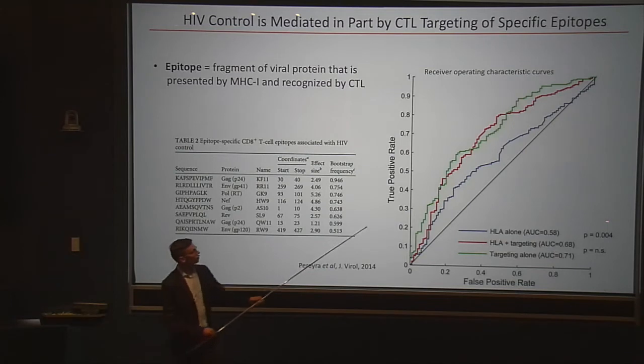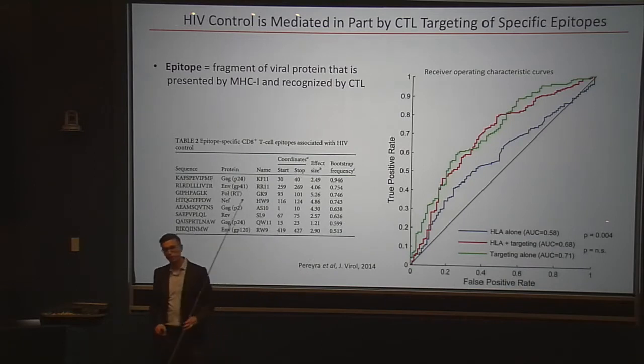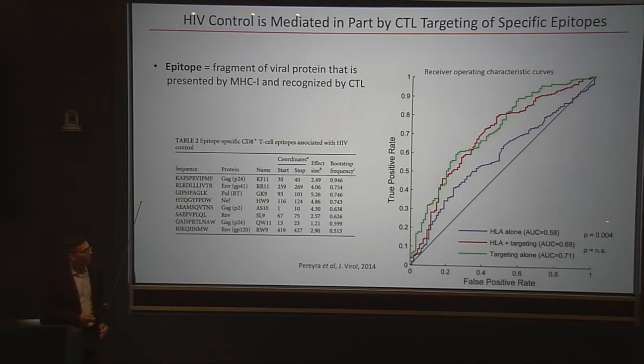And actually, all we need to know is the parts of the virus that are targeted for this to perform very well. We can actually leave out HLA alone. So it's not still the full story, but an important part of the story is that T cells that target HIV in vulnerable spots tend to do better.